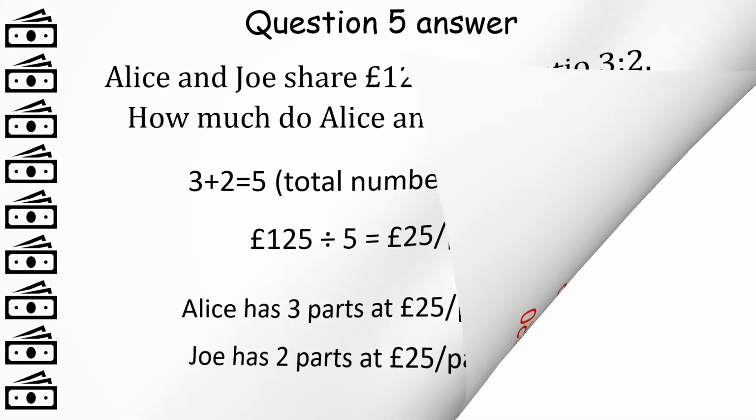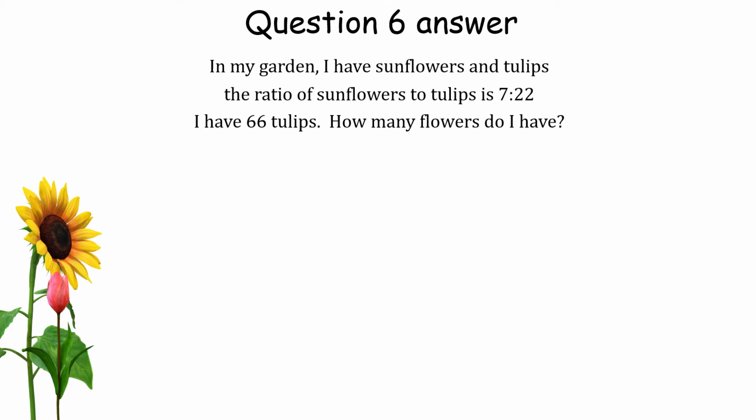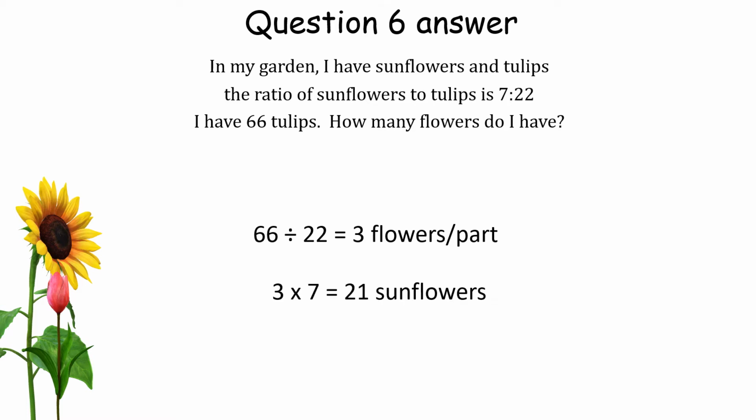Question 6. In the ratio of 7 to 22, it's sunflowers to tulips. We can divide 66 tulips by 22 parts to give 3 flowers per part. It is 7 for sunflowers, so 7 parts times 3 is 21. Therefore, 21 sunflowers and 66 tulips gives a total of 87 flowers.